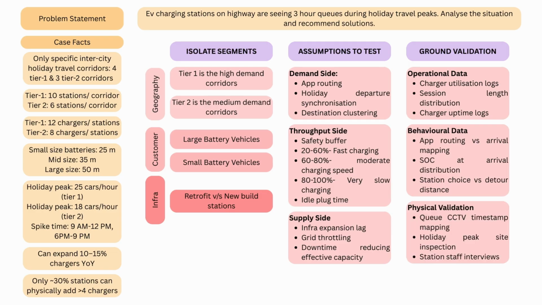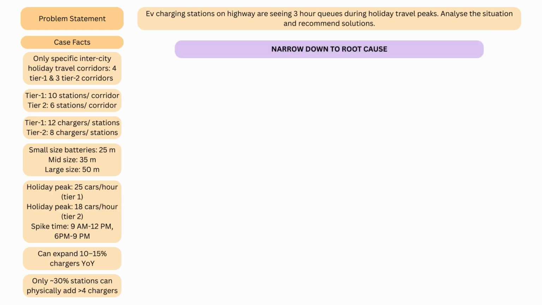Next is physical validation, that is CCTV timestamp mapping, holiday peak site inspection, station staff interviews, etc. Then we narrow down to the root cause. So we already have the data points.